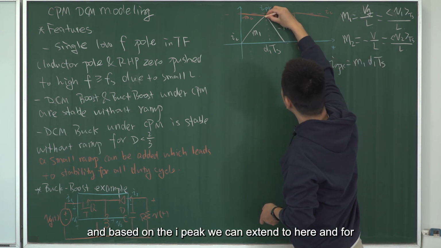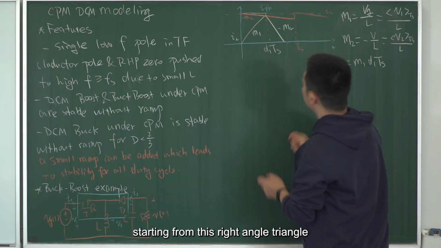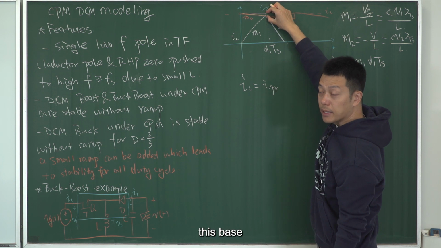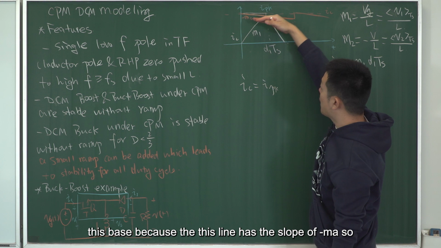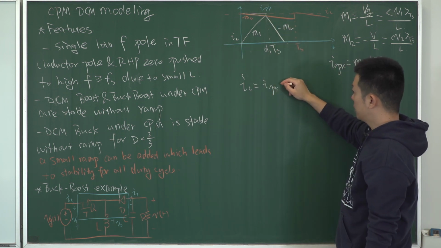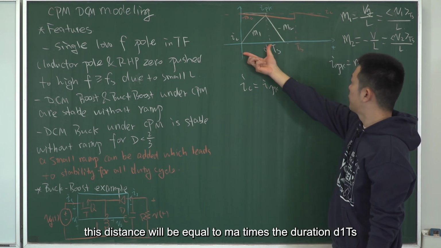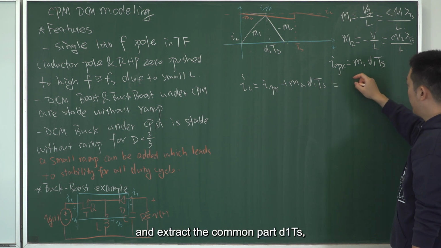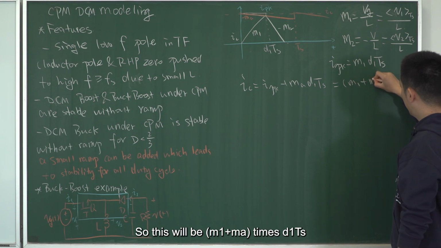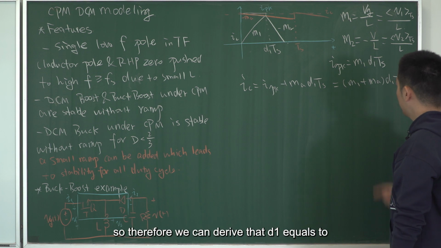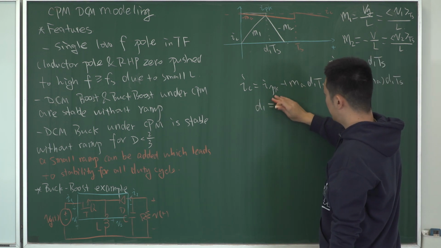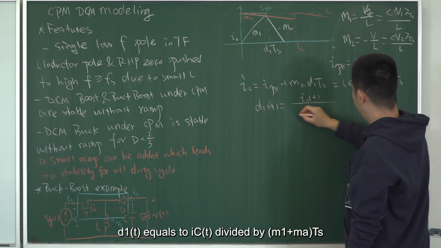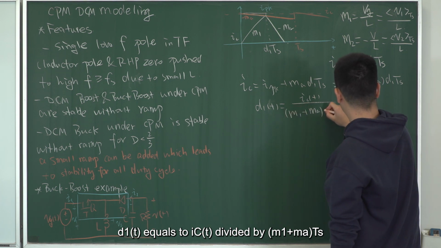And based on the I peak, we can extend to here. Starting from this right-angle triangle, we can derive an approach to IC. So IC will be equal to I peak plus this base. Because this line has a slope of minus MA, this distance will be equal to MA times the duration, D1 TS. We can insert I peak here and extract the common part, D1 TS. So this will be M1 plus MA times D1 TS. Therefore, we can derive that D1 TS equals IC TS divided by M1 plus MA.